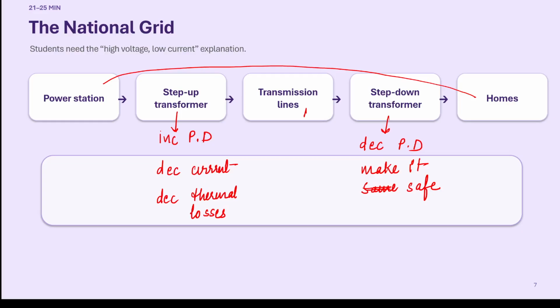Name what a national grid is made up of. Name 3 elements of a national grid. So all of these are the elements: step up transformer, transmission lines, pylons. Why do we need step up transformer? Increases potential difference, decreases current, decreases thermal losses. Why do we need step down transformer? These are all the questions of your exams.